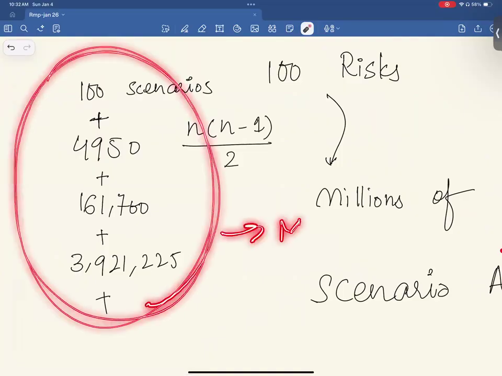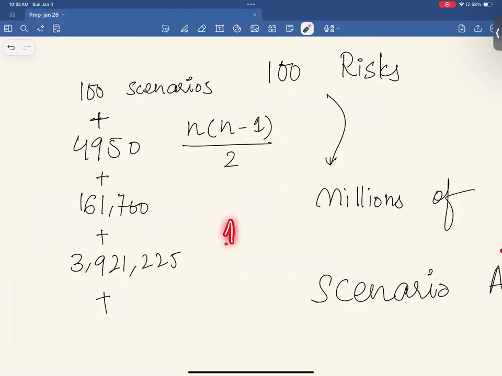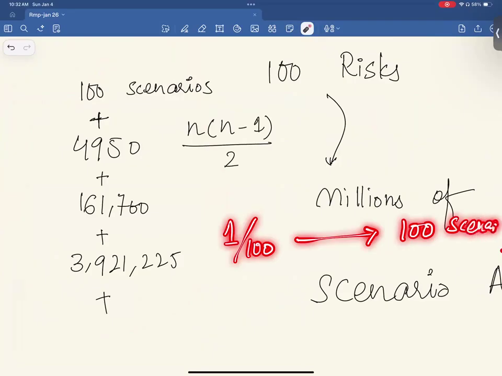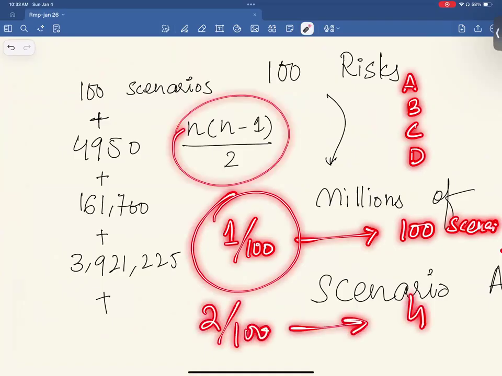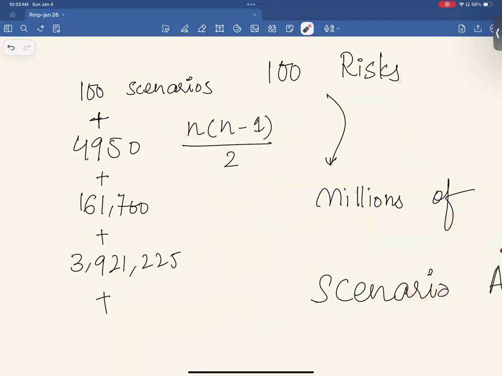This is simple mathematics, right? If 1 out of 100 risk occurs, there are 100 different scenarios, right? For example, risk A is occurring, then B, then C, then D. If one risk at a time occurs and total risks are 100, there are 100 different scenarios. If 2 out of 100 occur, use this formula, you will be getting 4950. So this is simple mathematics, right?